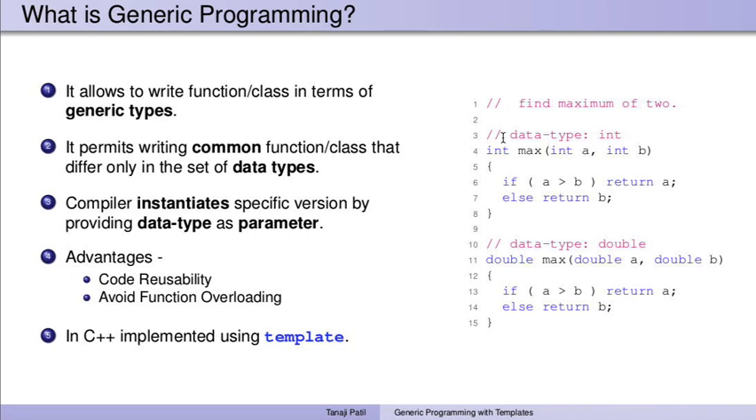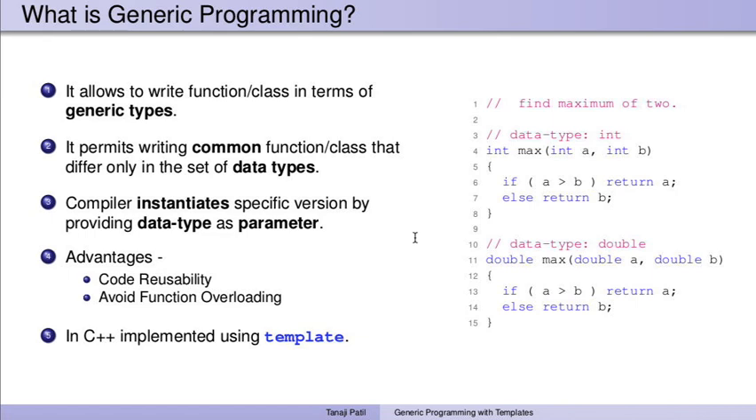Let us see one example here. This is the example of a function which will find the maximum of 2. Now there is an integer version, where 2 parameters are passed, and depending upon which is the maximum, it will return either the first one or the second one. This is the version for double data type. If you observe both the functions carefully, you will know that the logic of the function is exactly the same and they differ only in data type.